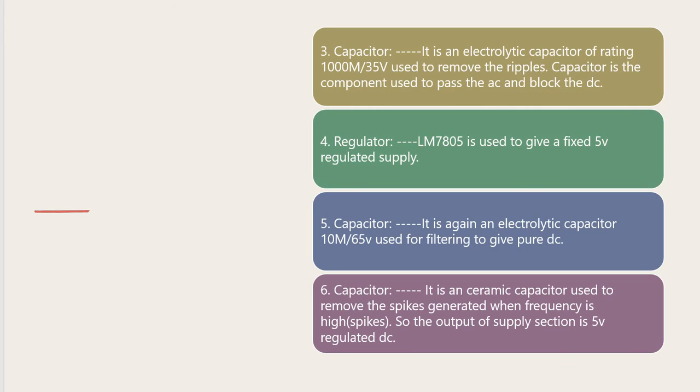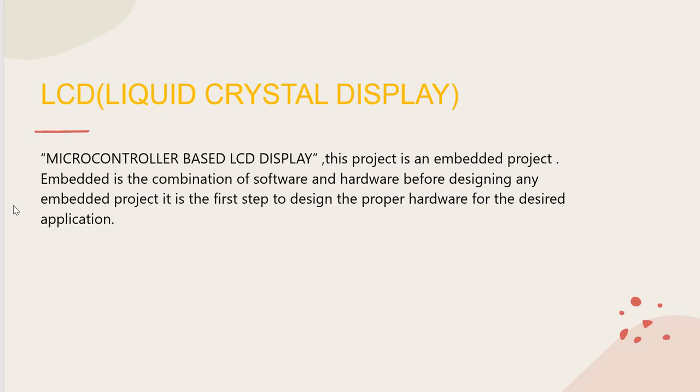Capacitor: it is again an electrolytic capacitor, 10 µF/65 volt, used for filtering to give pure DC. And another capacitor, a ceramic capacitor this time, is used to remove the spikes generated when the frequency is high. So the output of the supply section is 5 volt regulated DC.